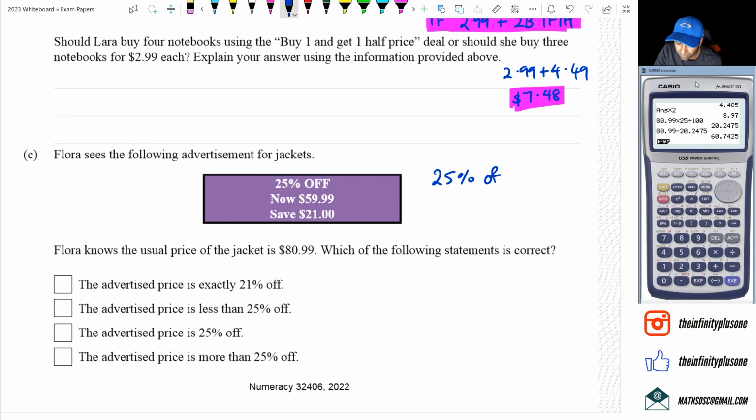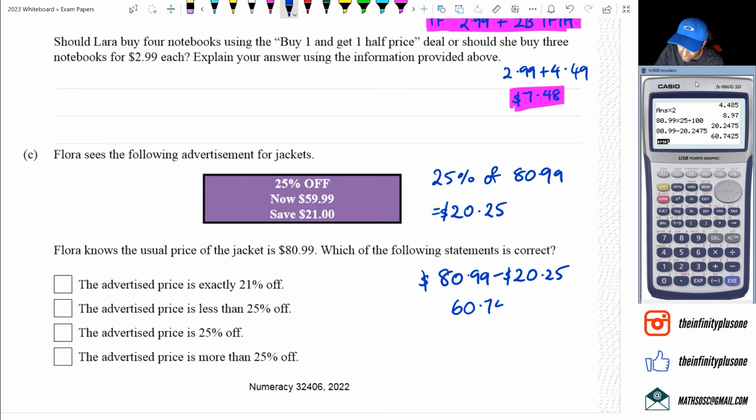So if this is actually 25% off, 25% off of 80.99 happens to be $20.25, right? So if we go $80.99 minus 20.25, what we actually get is about $60.74. But the actual price that they're selling it for is $59.99.